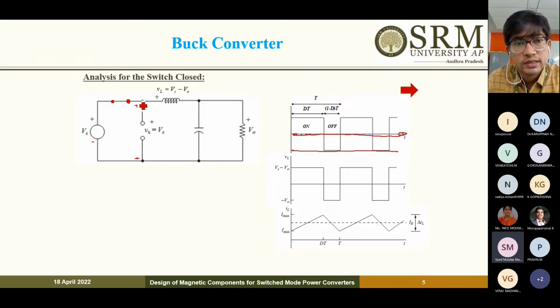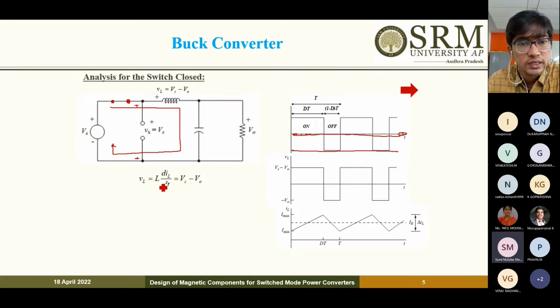The moment the switch is closed, if you apply KVL in this particular loop, VL will be equal to Vs minus V0. The voltage across the capacitor is nothing but the output voltage. So VL is nothing but Vs minus V0. Here VL is nothing but L dIL by dt. If you calculate dIL by dt, this is Vs minus V0 by L.